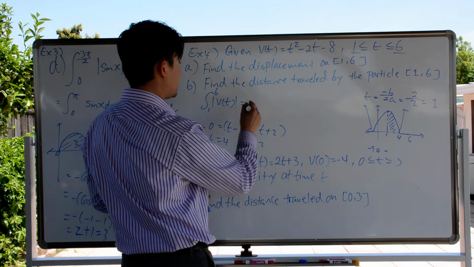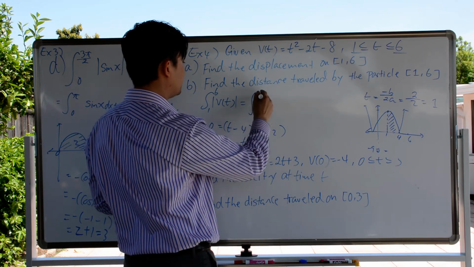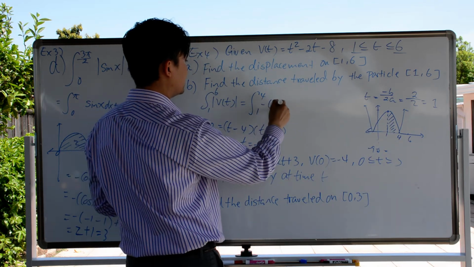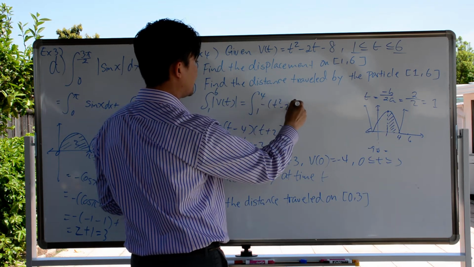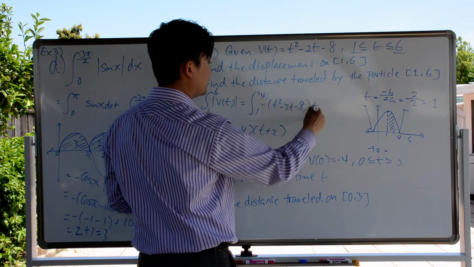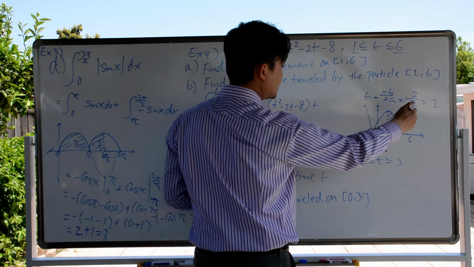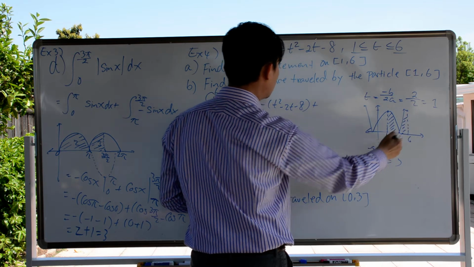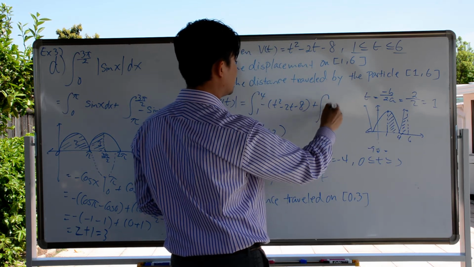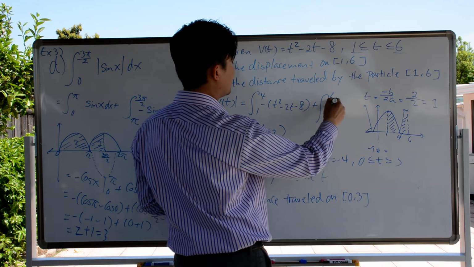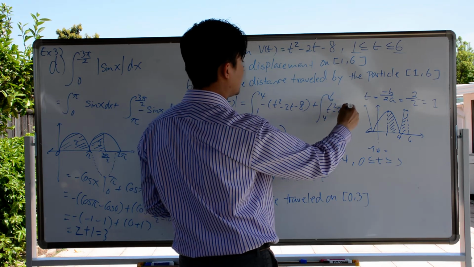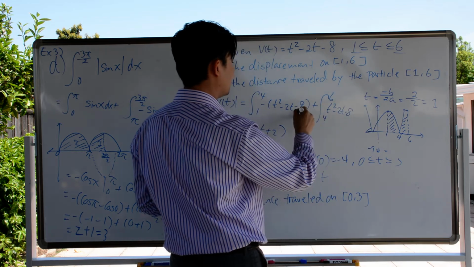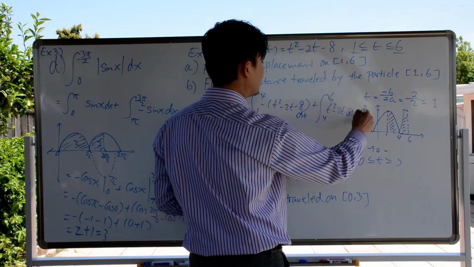So once you separate it out, we do have the integral from 1 to 4. Since we flip this one over, it's going to be negative quantity of t squared minus 2t minus 8 for the first half. The second half would be the integral from 4 to 6, and then that'll be t squared minus 2t minus 8. This one we don't flip, so we just keep the original v of t, dt.